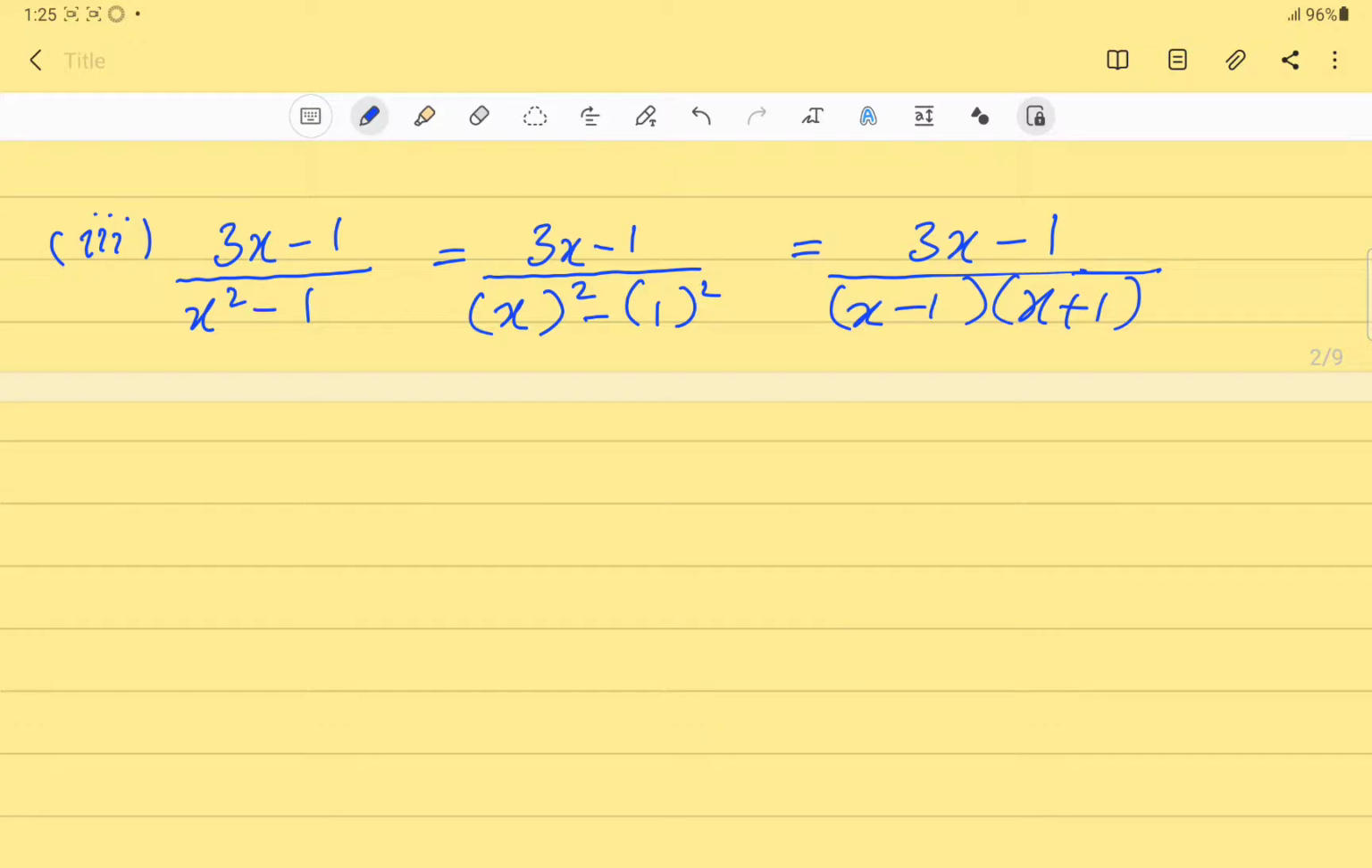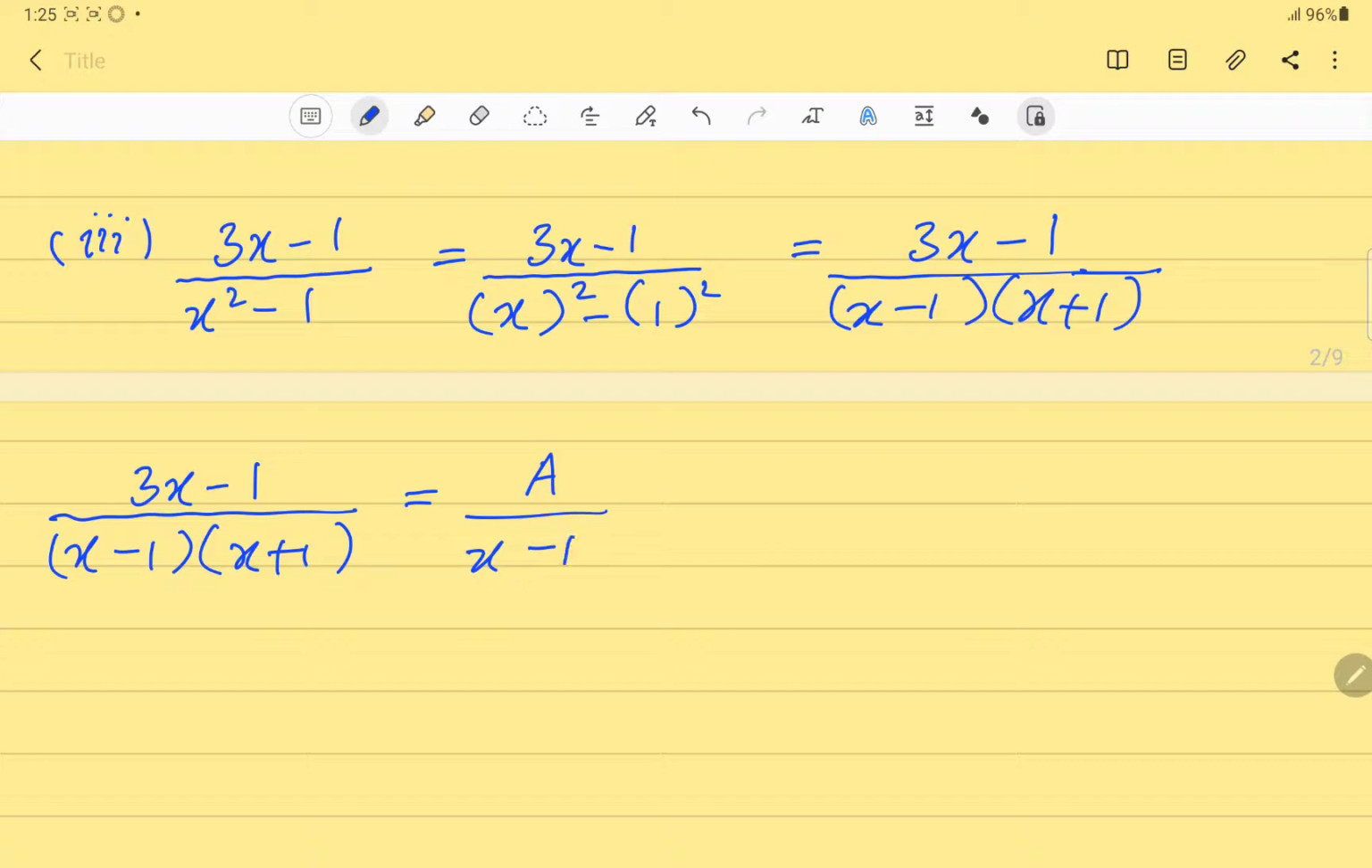So we are going to make partial fraction of 3x minus 1 over x minus 1 into x plus 1. Since we have linear factors in the denominator, we simply have to introduce variables or constants a and b in the numerator. So it will be like a over x minus 1 plus b over x plus 1.